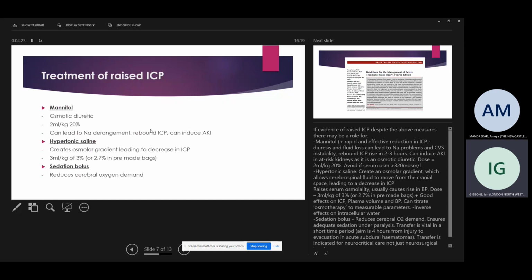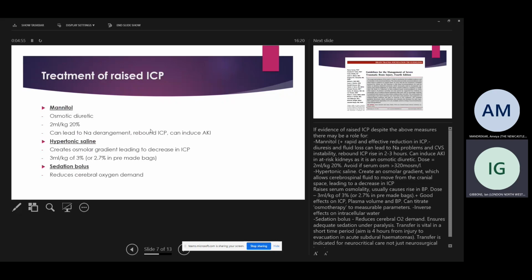A quick touch here on some of the medications that we use to treat raised intracranial pressure. Firstly, we've got mannitol, which gives rapid and effective reduction in intracranial pressure. However, in some cases, the diuresis and fluid loss can lead to sodium problems, and you can get a rebound intracranial pressure rise in 2 to 3 hours. As it's an osmotic diuretic, there is also a risk of AKI, so that needs to be carefully monitored.